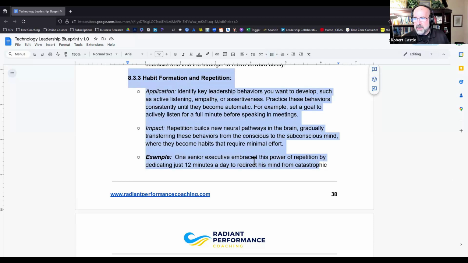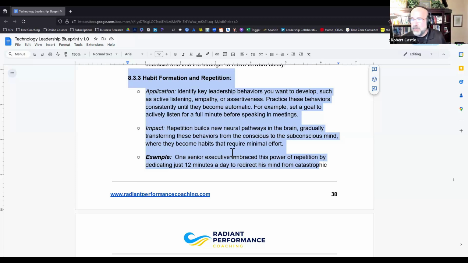The impact of this repetition, again, is that it builds new neural pathways in the brain, gradually transferring these behaviors from the conscious mind, right? So I'm consciously thinking about, well, I'm going to actively listen and I'm not going to talk for the first full minute of this meeting. And then eventually you start to do this subconsciously, automatically, where it becomes a habit that requires minimal effort.